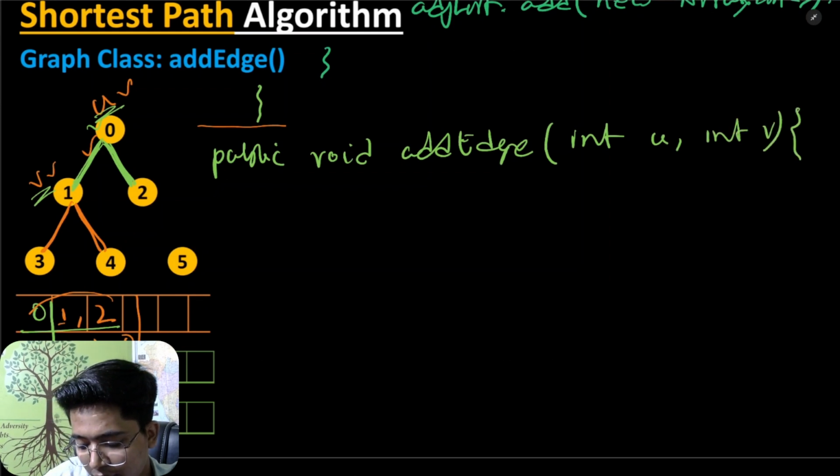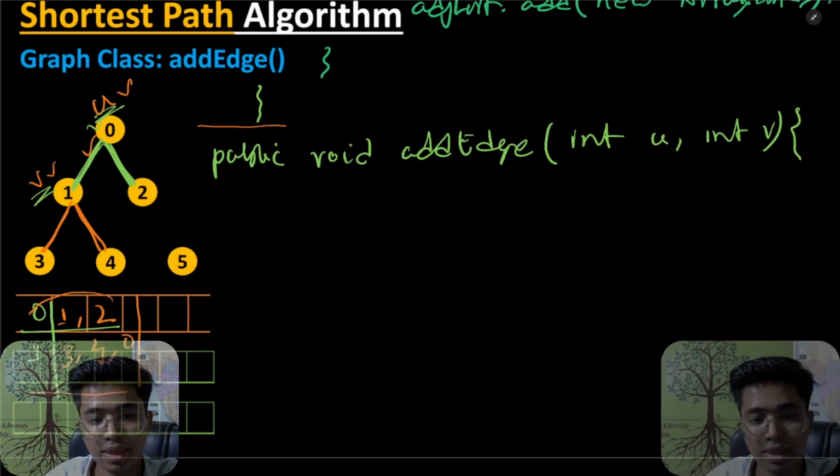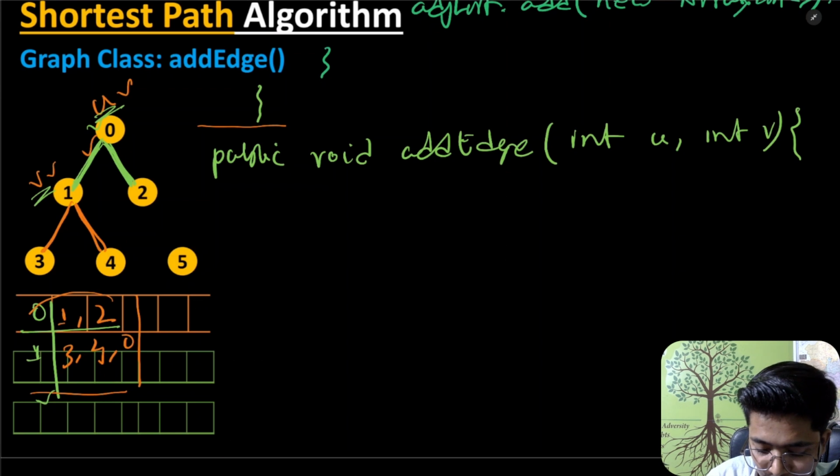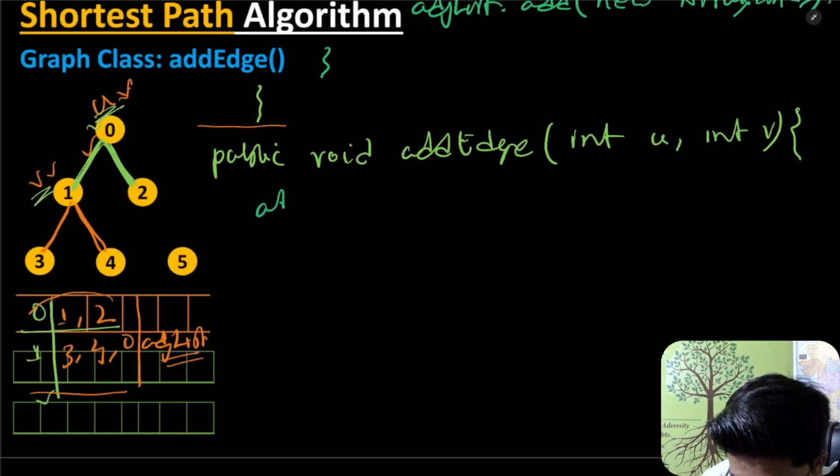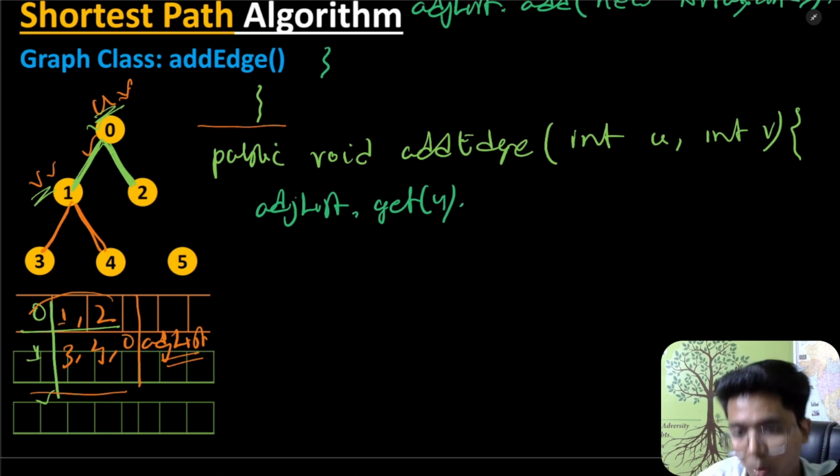Okay, so these are already all present in the adjacency list. So we are working with respect to the adjacency list. This representation that you can see here is the adjacency list. So first we'll be fetching this u using dot get. So we'll be starting like this, adjacency list dot get of u.